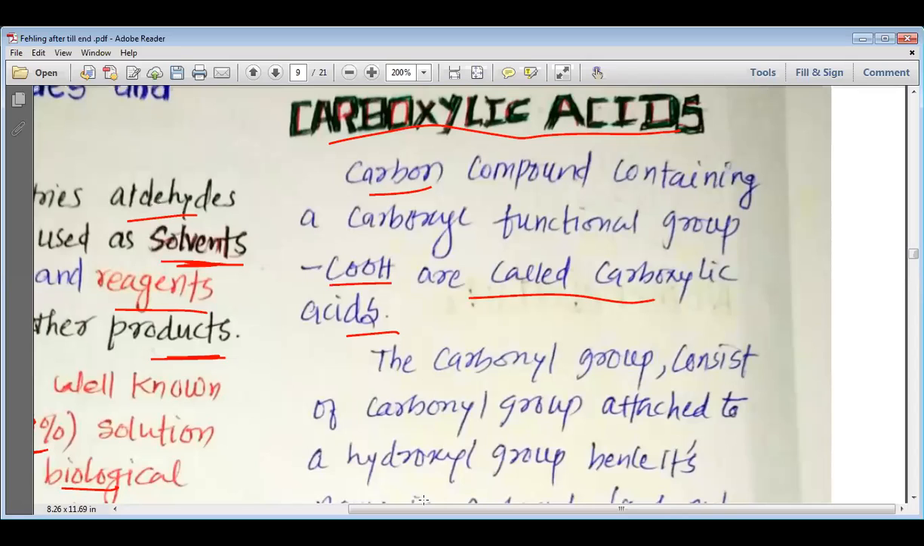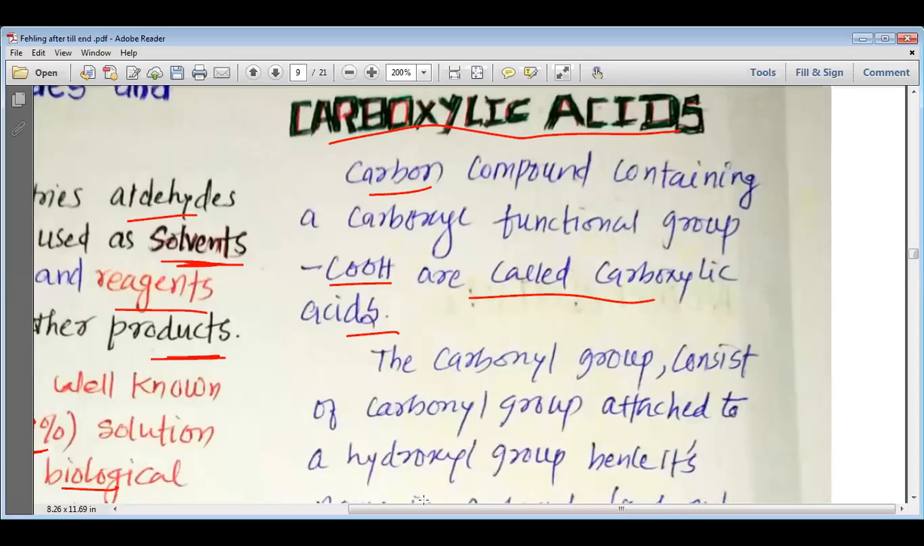So carboxylic acid may be aliphatic carboxylic acid or aromatic carboxylic acid, where you have at least a benzene ring, or they may be cyclic carboxylic acid like cyclohexanoic acid, where there is a COOH group bonded to the cyclic hydrocarbon. So this is how we can have aliphatic and aromatic carboxylic acids depending upon the alkyl or aryl group attached to the carboxyl carbon.